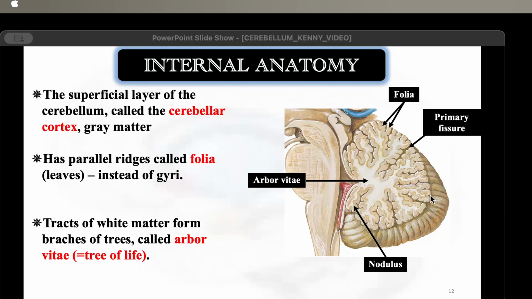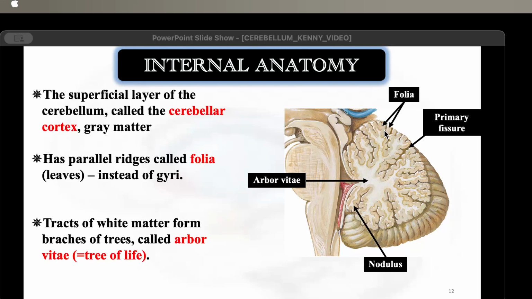So you see, the cerebellum, just like the cerebral cortex, can be divided into two layers. So we have the outer layer of the cerebellum, the outer layer of the gray matter, which is known as the cerebellar cortex. So this is the cerebellar cortex, and then we have the inner layer of white matter. So the outer layer of the cerebellum is known as the cerebellar cortex.